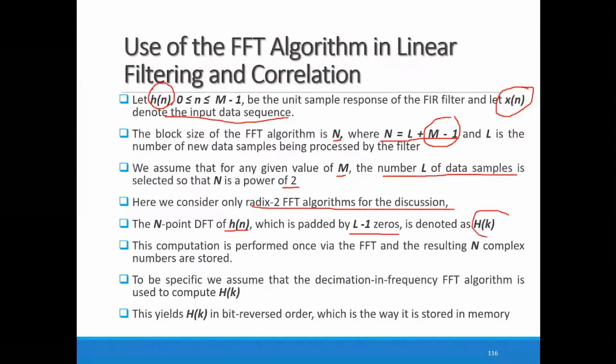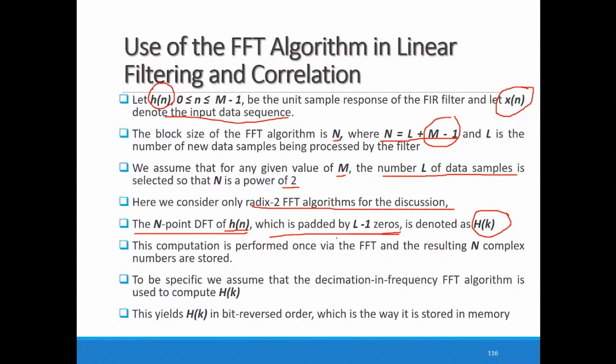Okay, suppose your sequence has length L and your filter has length m minus 1, or you can say m. What happens? Suppose your sequence has a larger size. We have to pad additional zeros in this. So we can say that h of n, to calculate the n-point DFT, is padded by L minus 1 zeros.